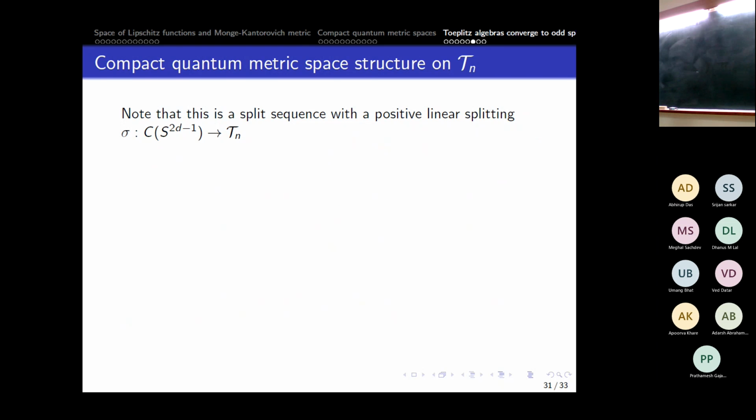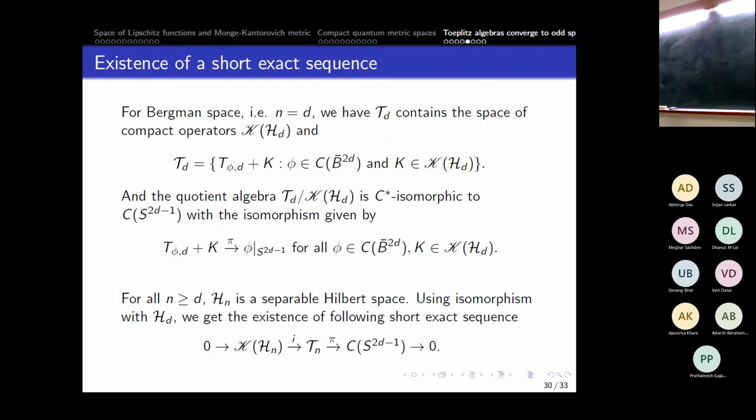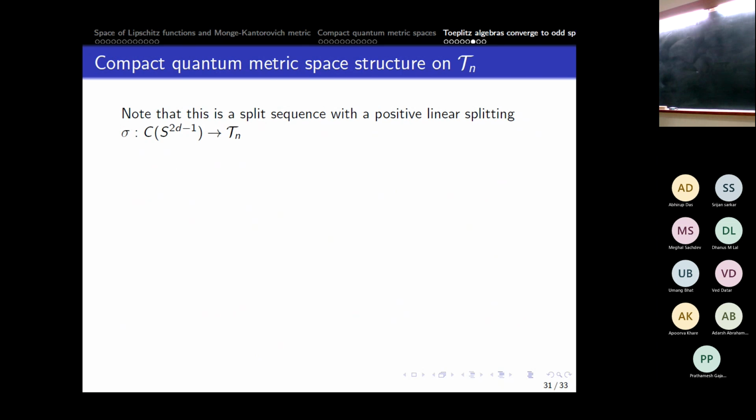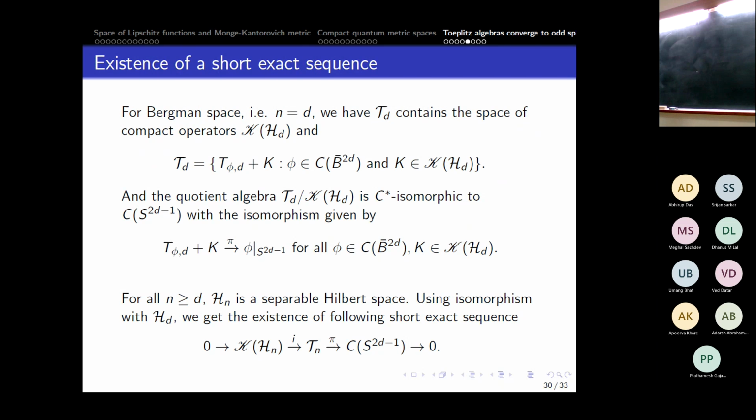So we have got a splitting. Now on KHN, we know a lot of compact quantum metric space structures. On the continuous functions, because the sphere of dimension 2D minus 1 is a compact space, there is already a non-compact quantum metric space structure, which was given by the Lipschitz functions. And the sequence is splitting. So we can define a lip norm on the tau n.